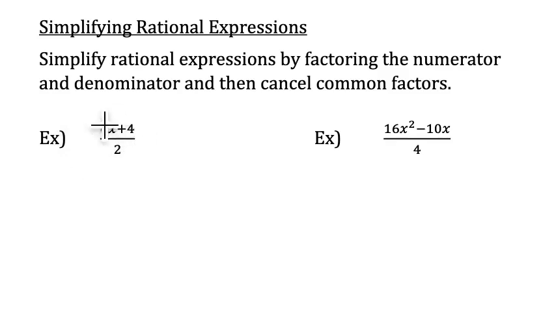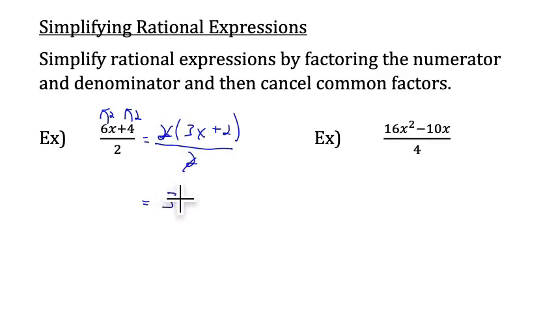So here there's not a whole lot of factoring to do in this rational expression, but we notice that we can factor out a 2 from both terms in the numerator. Now that 2 doesn't disappear. So 6x divided by 2 is 3x, and 4 divided by 2 equals 2. Now we still have this 2 in the denominator, and now we can cancel out these 2's because we've factored the numerator. So we end up with 3x plus 2.